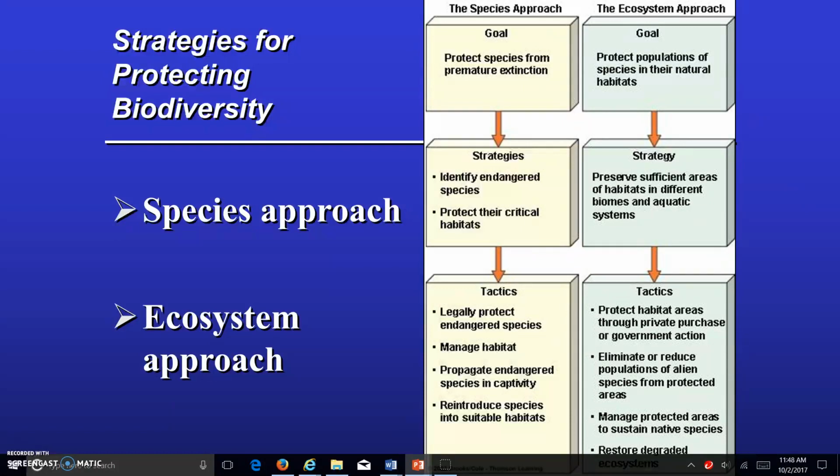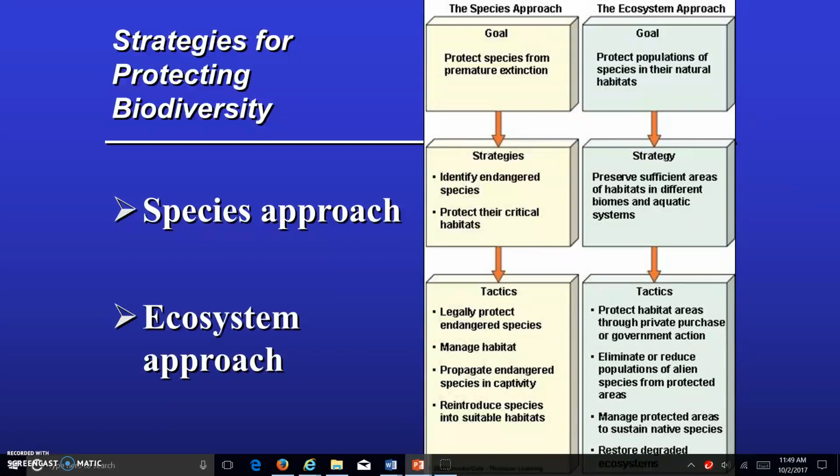The other way of protecting our ecosystems is by eliminating or reducing the number of invasive species that are impacting our native species. Also, setting up protected areas to sustain native species, and then working specifically on ecosystems where we've seen environmental degradation occur, either through pollution or habitat fragmentation or potentially through invasive species, to restore those ecosystems.